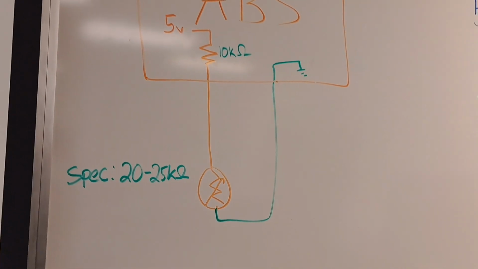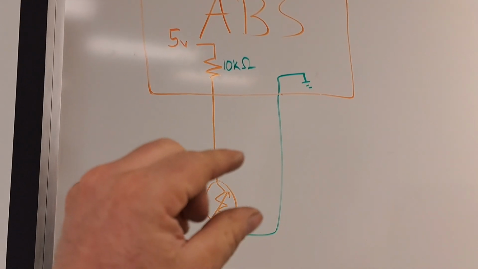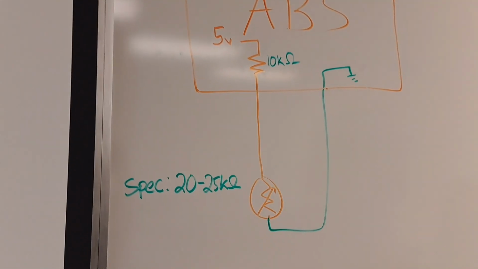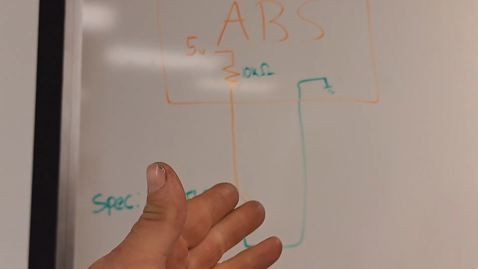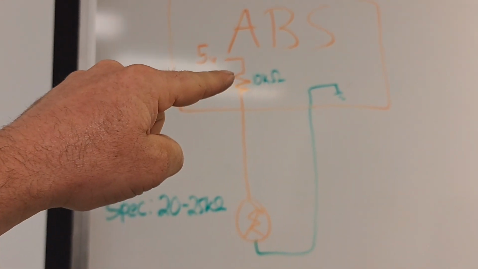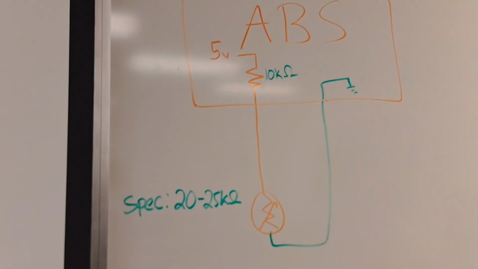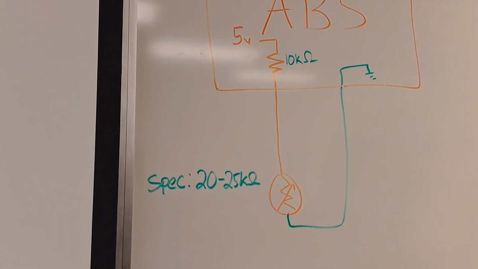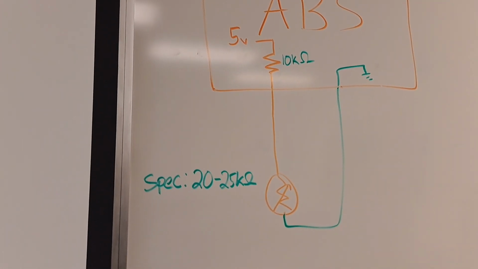So that's the simplified answer, but that resistor should have some resistance. So let's just say this is a 10,000 ohm resistor, and this resistor down here is, let's just say 20, because that would be within spec.